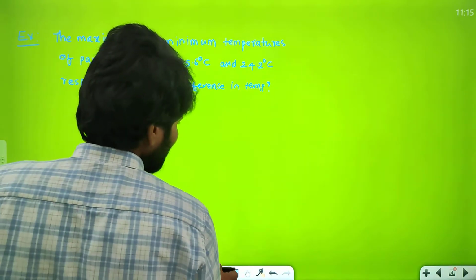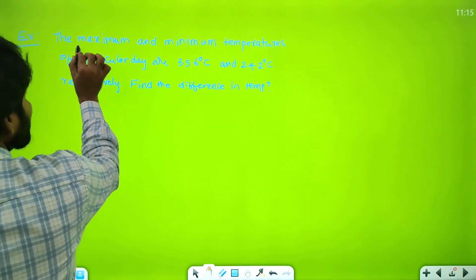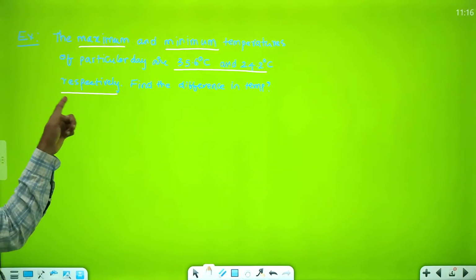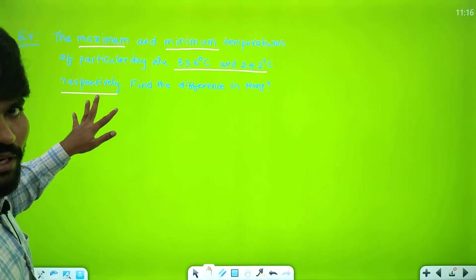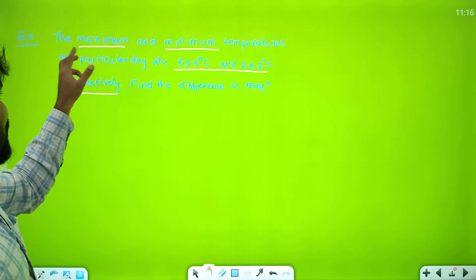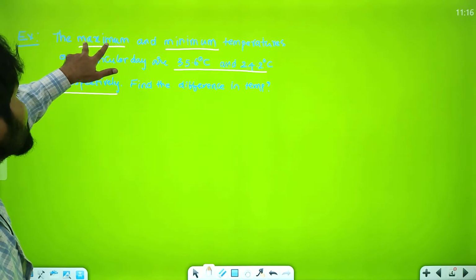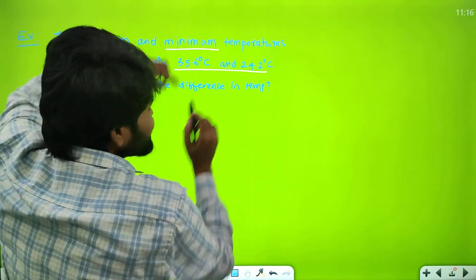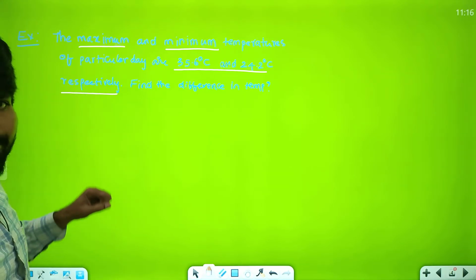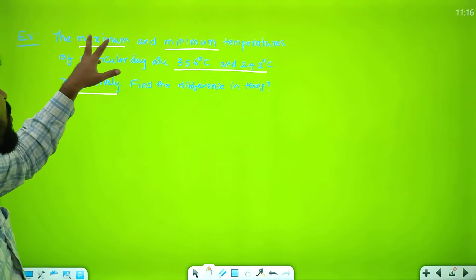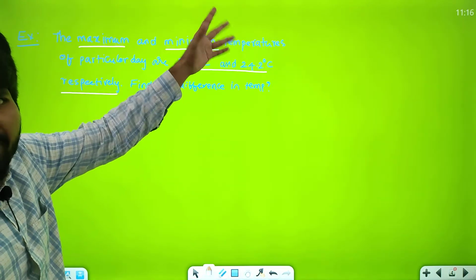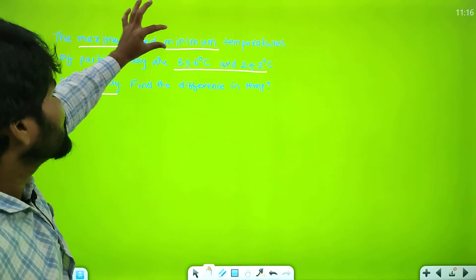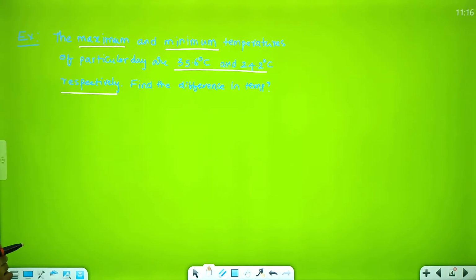See here, observe, this is very important. Here he is asking maximum and minimum, and he gave two values and said respectively. So what is the meaning of respectively here? If respectively is given after the values, that means the first physical term is associated with the first value and the second physical term is associated with the second value. If he did not mention respectively, we could take whatever, for maximum you could take 24.2, your wish. When they give respectively, first term, first value, second term, second value. That is the meaning of respectively.